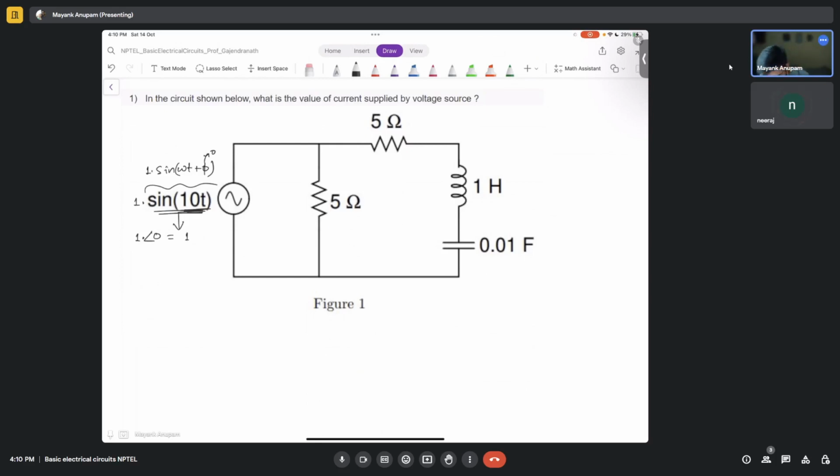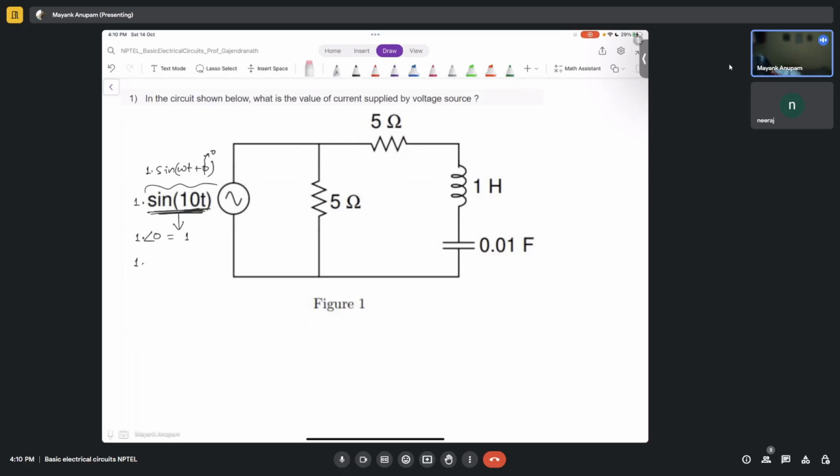In general, when we replace things with their phasor notation, we generally assume that the source is of the type cos, that is, of the type 1 of cos of 10t.